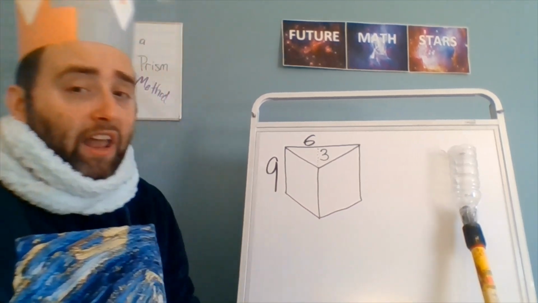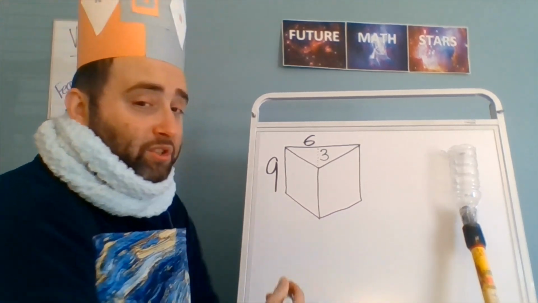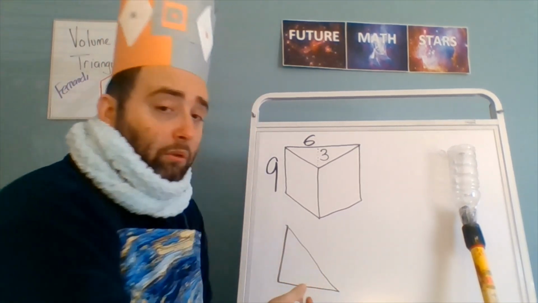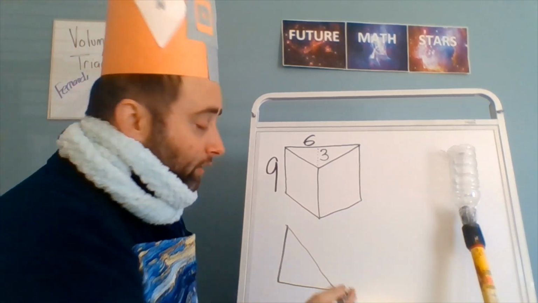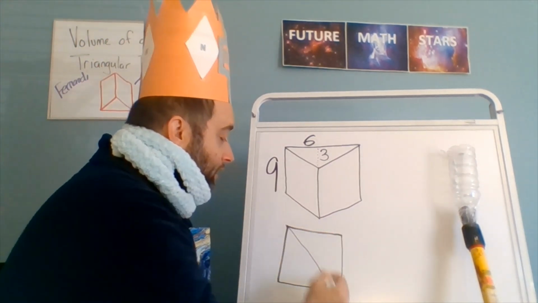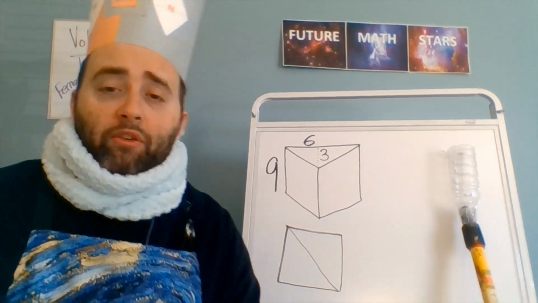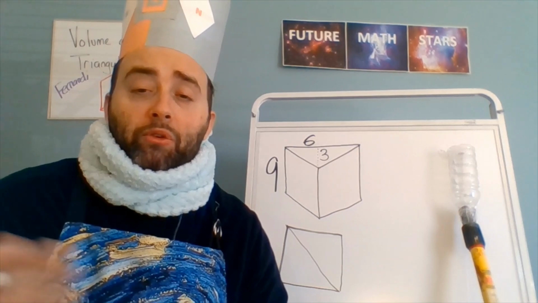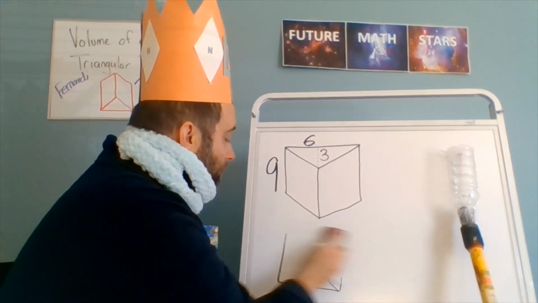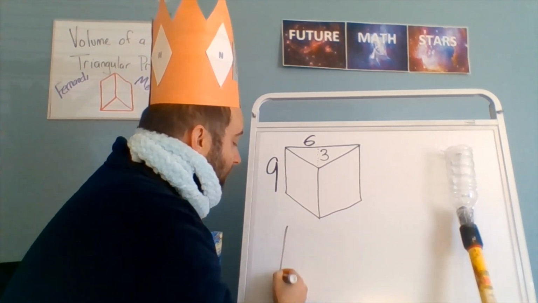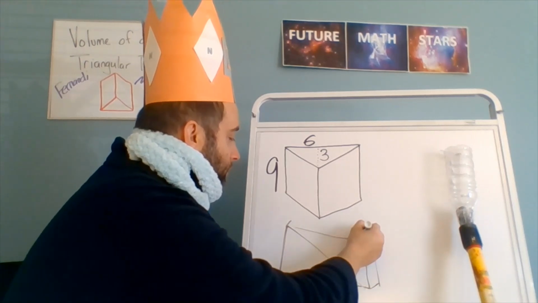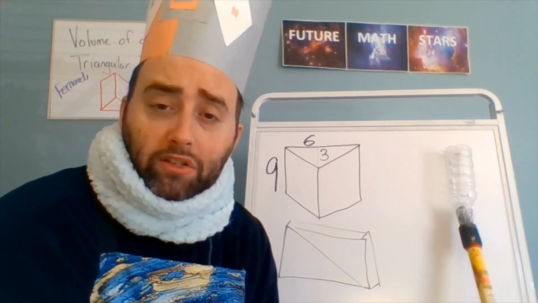But what the great Fernandi showed me was that a triangle is essentially half of a square, or half of a rectangle, or half of a parallelogram. So, if you remember how to find the volume of a rectangular prism, let's make it a rectangular prism. Volume for a rectangular prism.